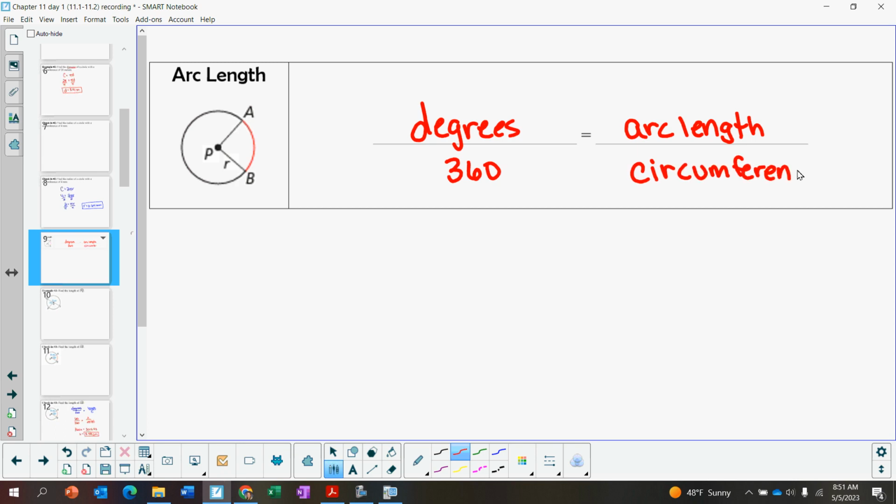And depending on what we're doing in the problem might change whether I'm going to use C equals 2 pi r down here, or if I'm going to use pi d, or if I'm just going to use the letter C.